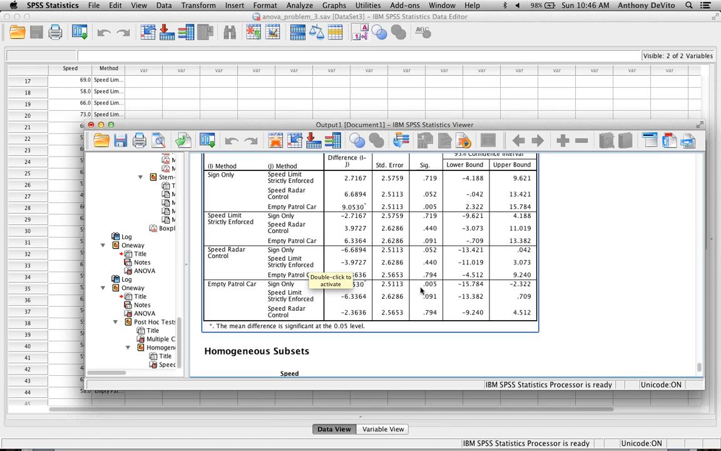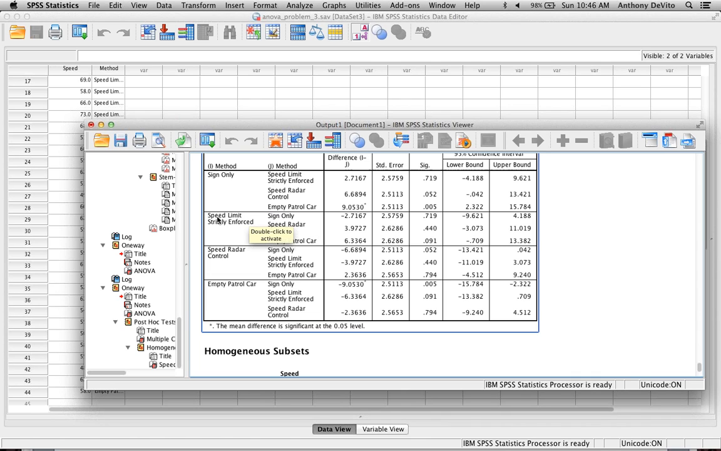So if I want to summarize this, I would say there's a significant difference between sign only and, since it's so close, I'm going to reject the null hypothesis for this. I'm going to make a judgment call and say, yeah, that's acceptable. There's a significant difference. I'm not going to be hard-headed about it. Sign only versus speed radar controlled, I'm going to reject the null hypothesis and say there is a difference. Sign only versus empty patrol car, significant difference.